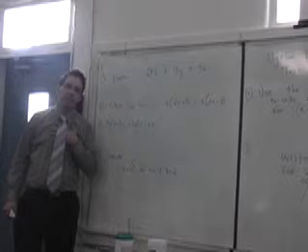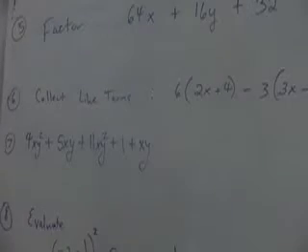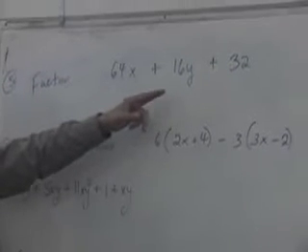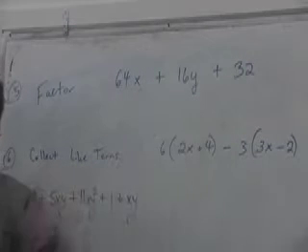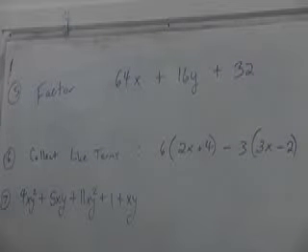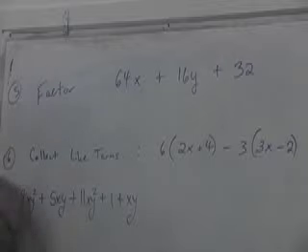All right, now we're moving over to number 5. It's factoring. 64x plus 16y plus 32. What's our common factor? A number that goes into all of them. Charlie, Owen. 8. 8. Now, the key is, most people can recognize that.